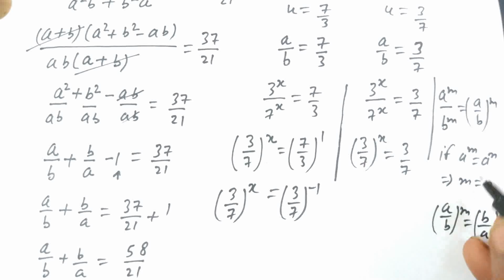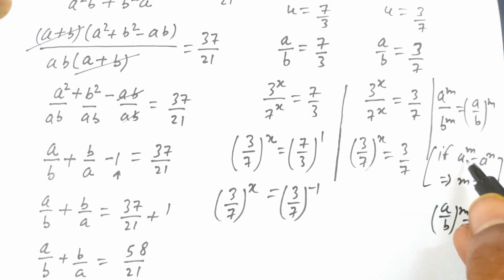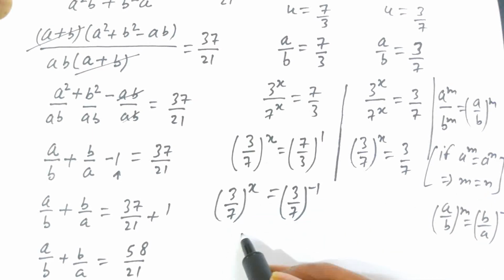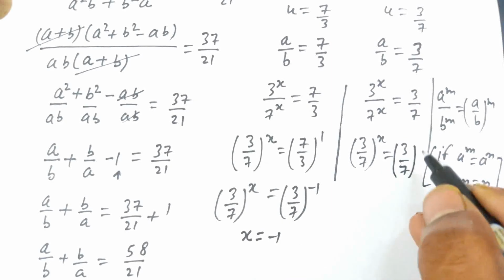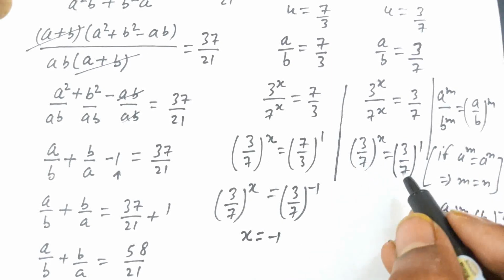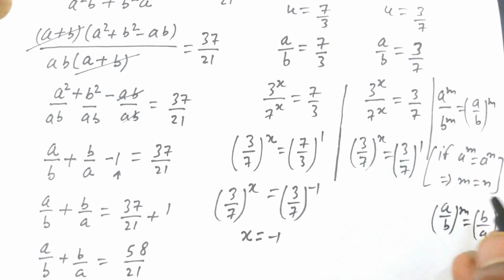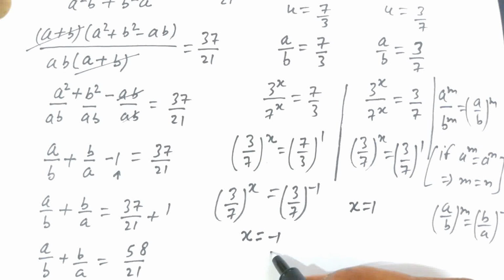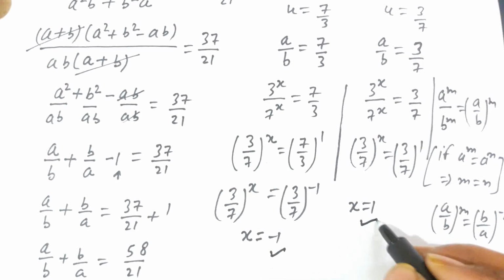Now here we will apply this rule. If the base is the same, then the power is also the same, because here it is equal. So if the base is the same, then the power is the same, so x is equal to minus 1, and here we will take power 1. Then 3 by 7, 3 by 7. The base is the same, then the power is the same if we apply this rule. So x is equal to 1. So our solution is x is equal to minus 1 and x is equal to 1.